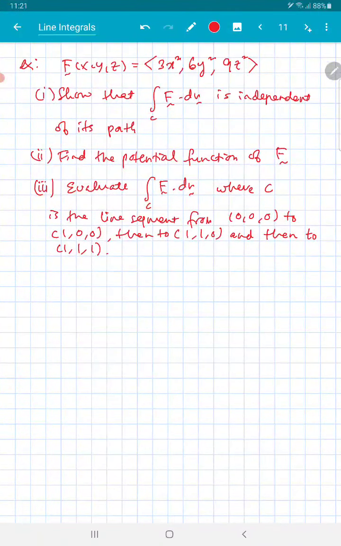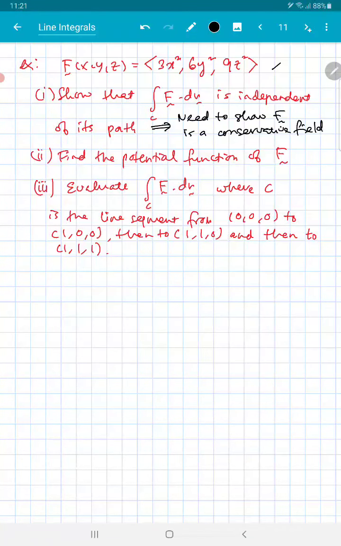Okay, so here we have our question. This is our vector field F. The first part is we need to show that F dot dr is independent of its path. So what we need to show is that vector field F is a conservative field. Once F is conservative, straight away we know that F dot dr is independent of its path. To do that, we need to show that F does not circulate. So when F does not circulate, then F is conservative.